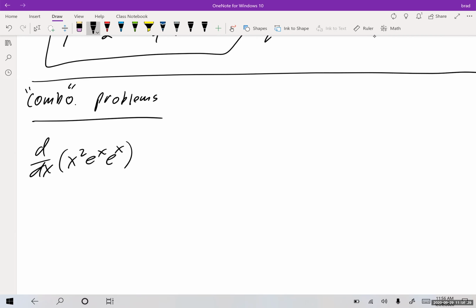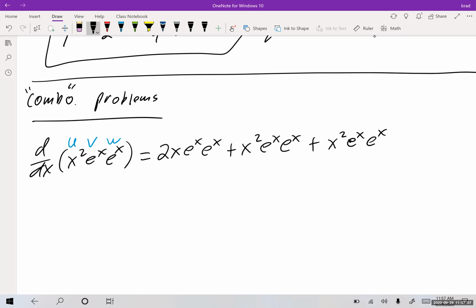Okay, so there's a couple ways you could do it, but we don't have the chain rule yet. So what we're going to do is we're going to treat this as my u, this is my v, and this is my w. Okay, so I didn't give you the product rule for a triple product, but it works exactly the same. So what we're going to do is we're going to take the derivative of the first, which is 2x, and then rewrite v and w, plus, since I took the derivative of 2x last time, I'm going to rewrite it. The derivative of e to the x is e to the x, and then rewrite w, which is e to the x, plus x squared, rewrite, e to the x, rewrite, and then the derivative of e to the x is e to the x.